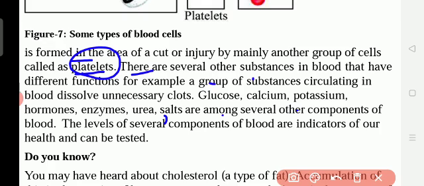There are several other substances in blood that have different functions. For example, a group of substances circulating in blood dissolves unnecessary clots. Sometimes we get clots in the blood unnecessarily. Clots mean liquid blood becomes solid. If the blood is clotted somewhere in the body, we get severe pain and it is very dangerous to health, especially when we get a blood clot in the head. Then the next ones: glucose, calcium, potassium, hormones, enzymes, urea, salt.